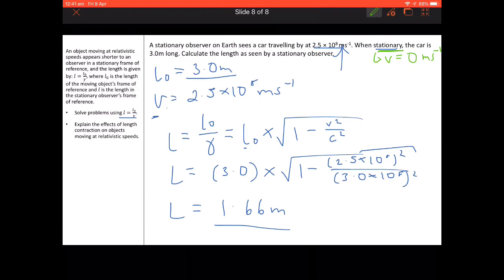So when the vehicle is stationary, the stationary observer can observe that it's 3 metres long, but for the car in its own moving reference frame, it's always going to be 3 metres long, but to the stationary observer, the length decreases as the car travels faster and faster towards the speed of light.